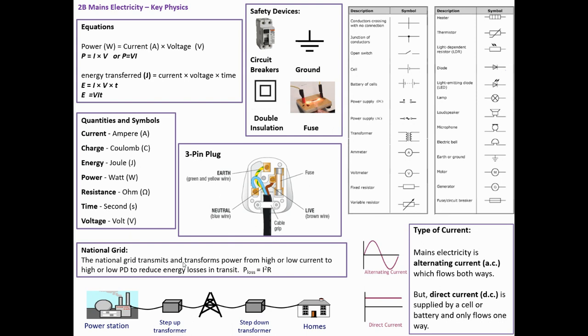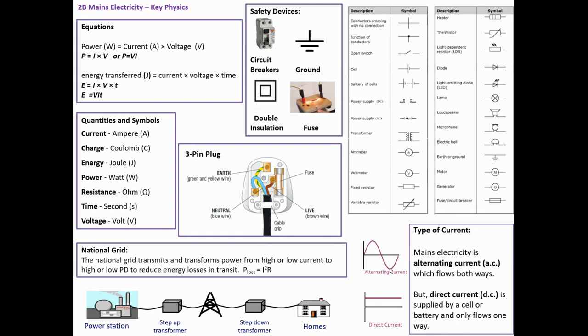We also need to know about the national grid. So the national grid transmits and transforms power from high or low current to high or low potential difference to reduce energy losses in transit. So power loss is I squared R. As I transmit my power, power is power. Hopefully what you're trying to do is deliver the same amount of power that you start out with. But what you can't do is change your power to increase it, but you can alter the potential difference or current by using transformers to reduce these power losses. So there's a little bit about that.